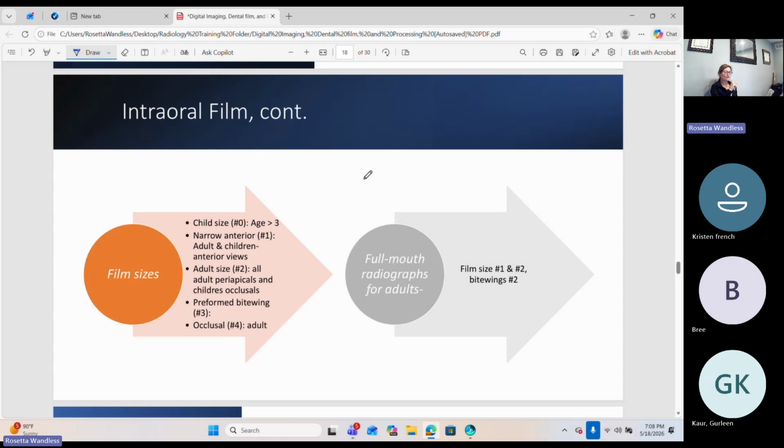again, as far as what we would call an occlusal. So you're like, well, what does occlusal mean? It means that I'm going to get just one arch, so just the top teeth in one picture, or the bottom teeth in one picture, okay? And it's just going to range from canine to canine. That's it. That's what an occlusal is. For children, okay?